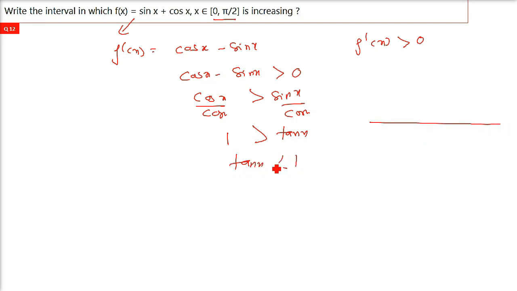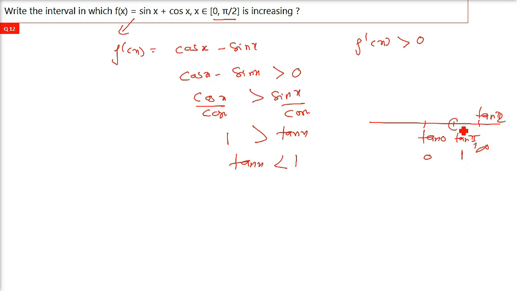Now you come here, tan x is less than 1. You know the value of tan 0 is 0. Tan of pi by 2 is infinite, you cannot define it. Okay, so there has to be something in between. When you get tan x equals 1, it is at pi by 4. Tan x equals 1 at x equals pi by 4.